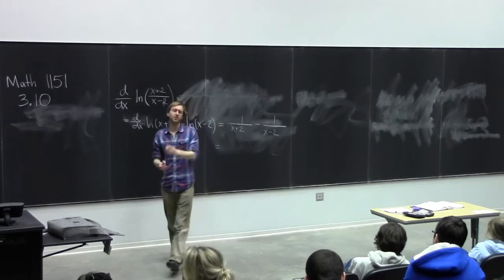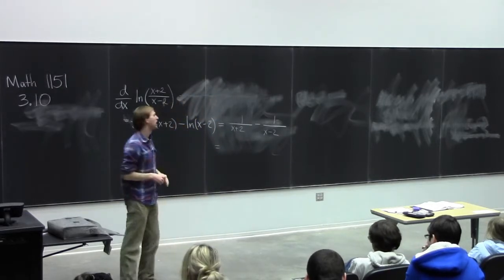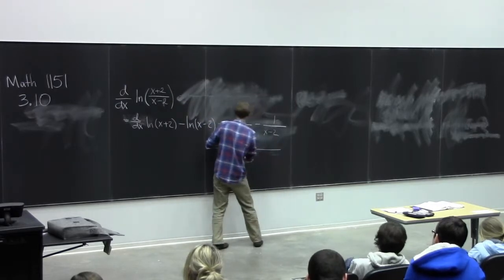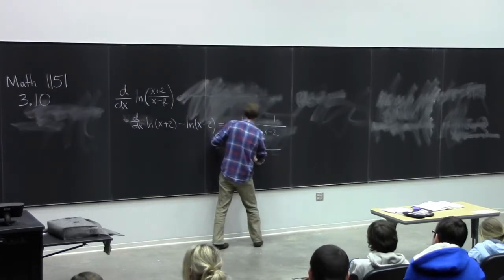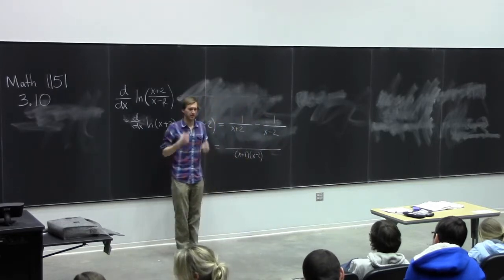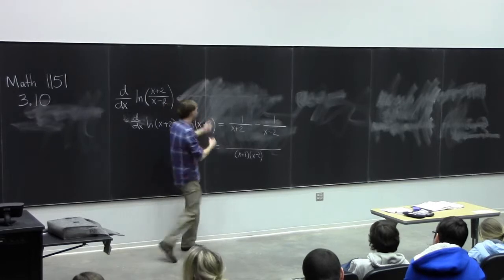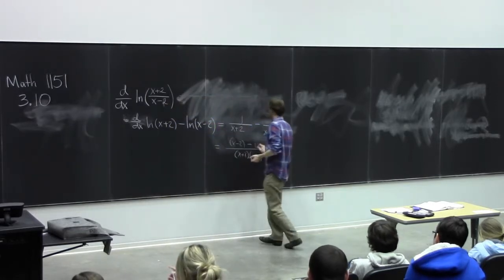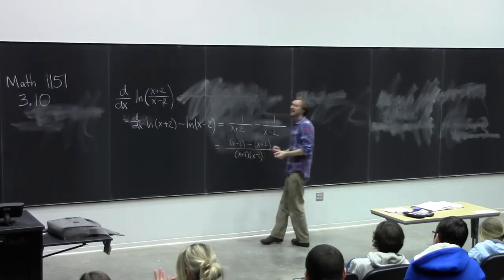So what do we have to do? We've got to put it over a common denominator, right? And so that's going to be over x plus 2 times x minus 2, right? And now, this becomes x minus 2 minus x plus 2.